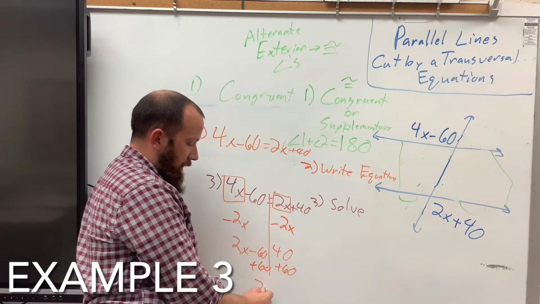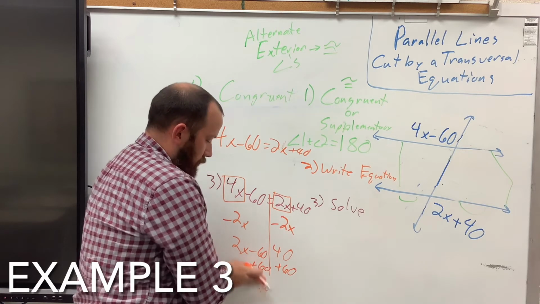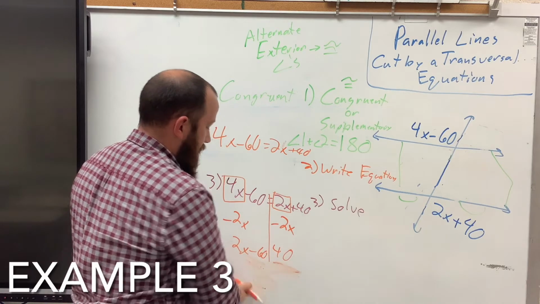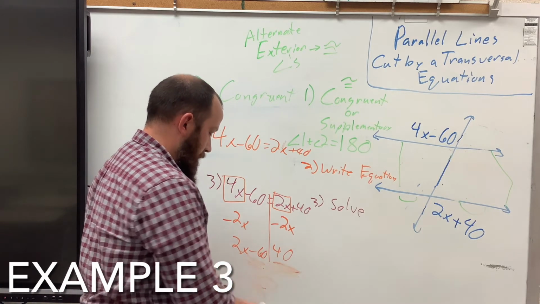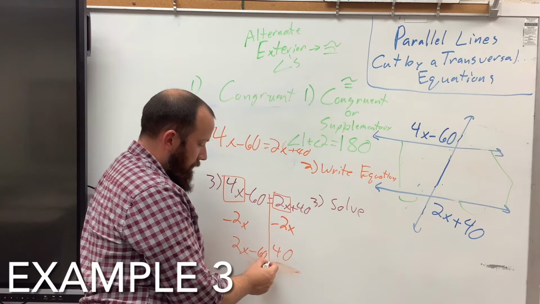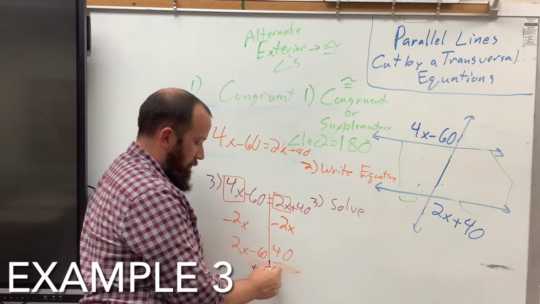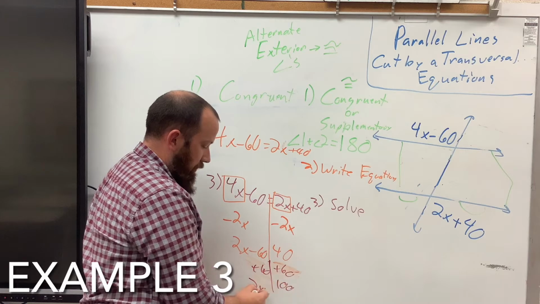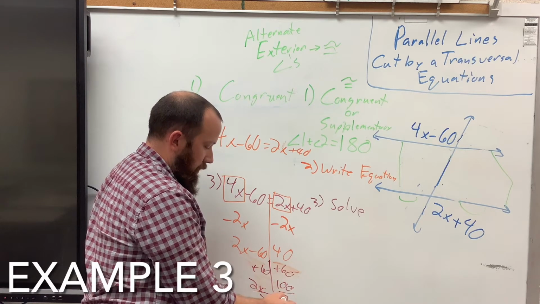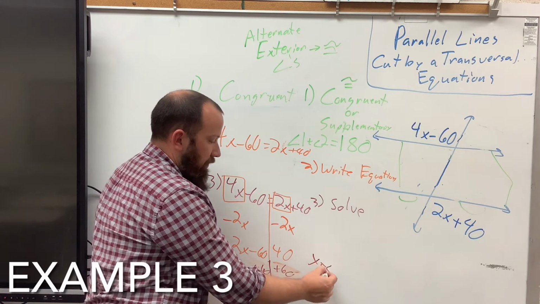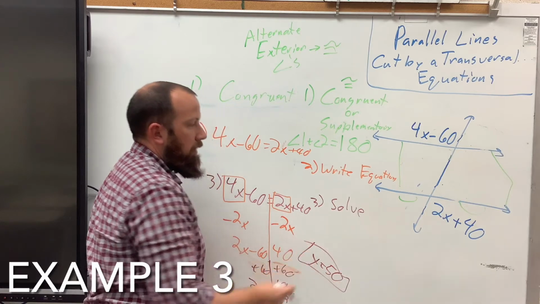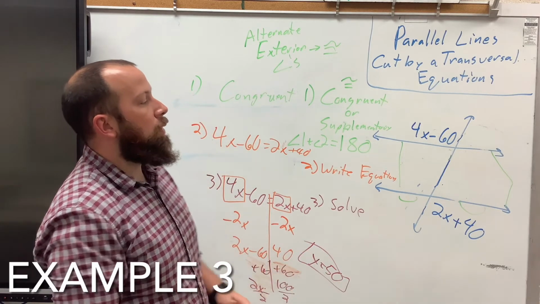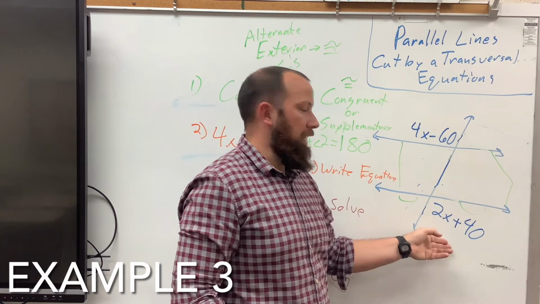So I have 2x. Oops. Let me change my color. Just keep it the same as I always do it. Plus 60, plus 60. 2x equals 100. Divide by 2, divide by 2. X equals 50. Alright? But now, I want to know what these angles actually equal.